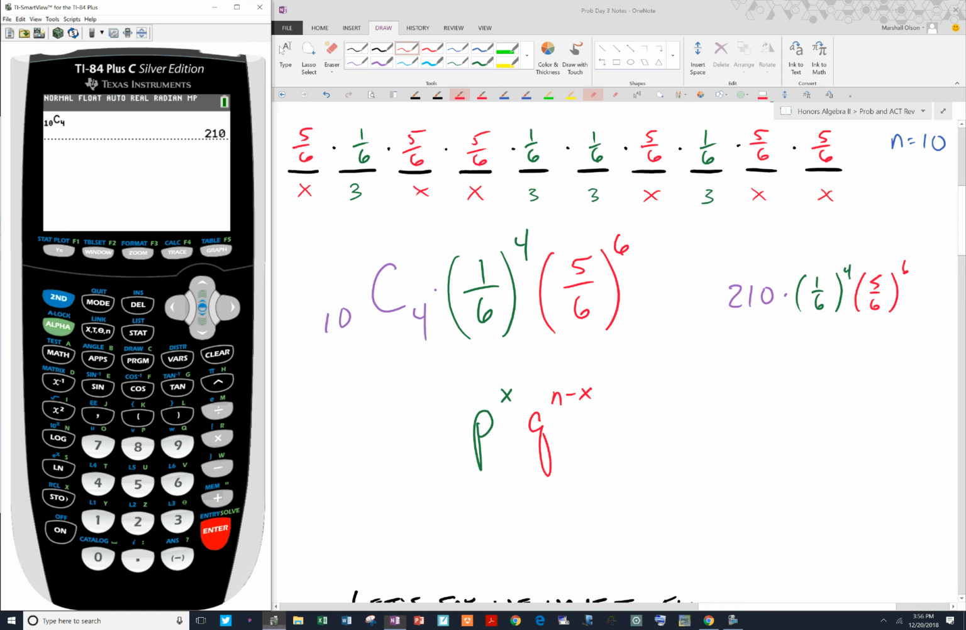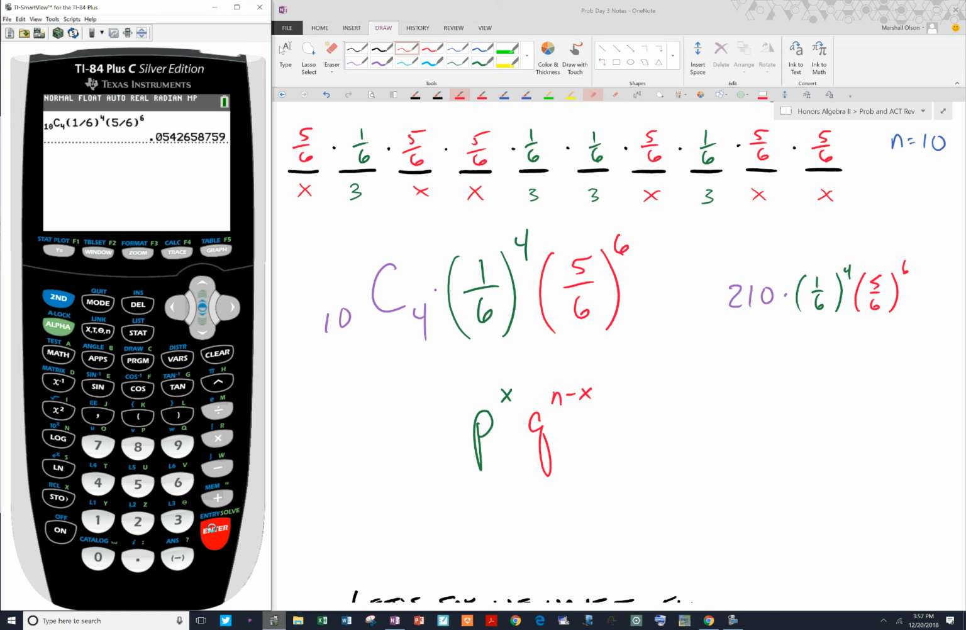So I'm going to pretend that I didn't calculate that 10 choose 4 already. And I'm just going to type this all in together. So I'm going to go back to that math, probability, math. I want number 3. I want that n choose r, so I'm going to go 10 choose 4. And then I'm going to just put this all in together here. I've got 1/6 taken to the 4th, and then 5/6 taken to the 6th. And you could put the multiplication in there, but it knows that you want to multiply those things together.